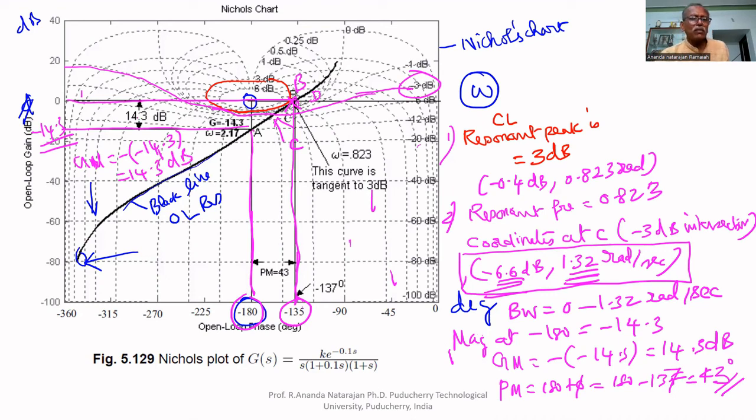To find phase margin, draw a vertical line at 0 dB. It cuts at D. The angle is minus 137. Therefore, phase margin equal to 180 minus 137. That is 43 degree. That's all. This way, we have to read the closed loop frequency domain specifications from Nichols plot.